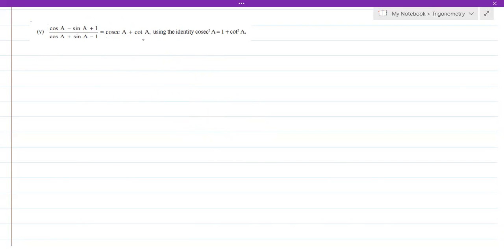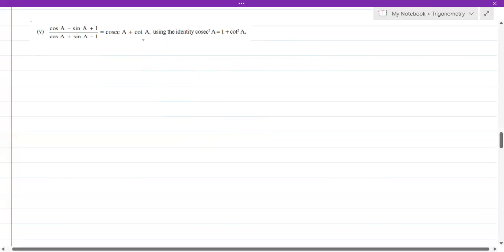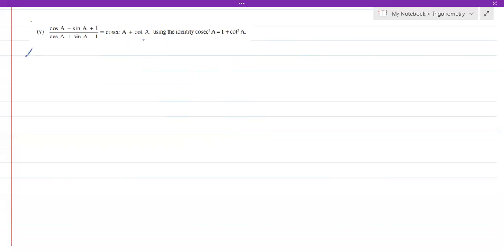How do we convert it? If you want to convert into cosecant and cot, divide by sine. If it is in terms of tan and secant, then we have to divide by cos A. If you want to convert in terms of tan and secant, then we have to divide throughout by cos. So here we have to convert into cosecant and cot. Therefore, here we have to divide by sine.